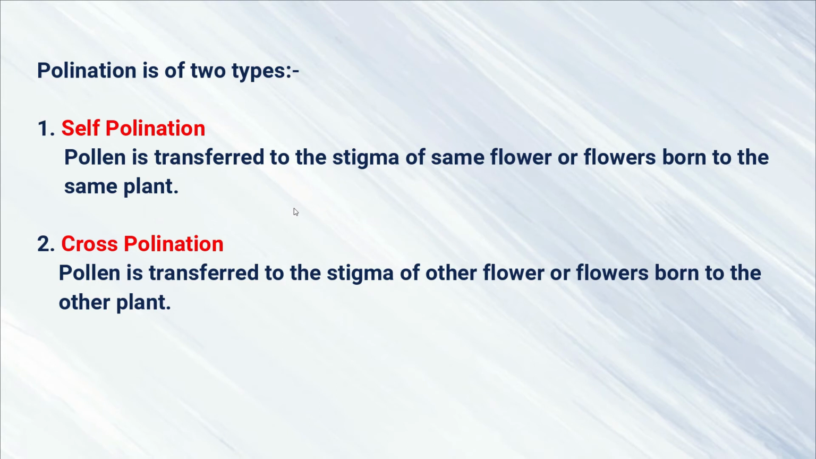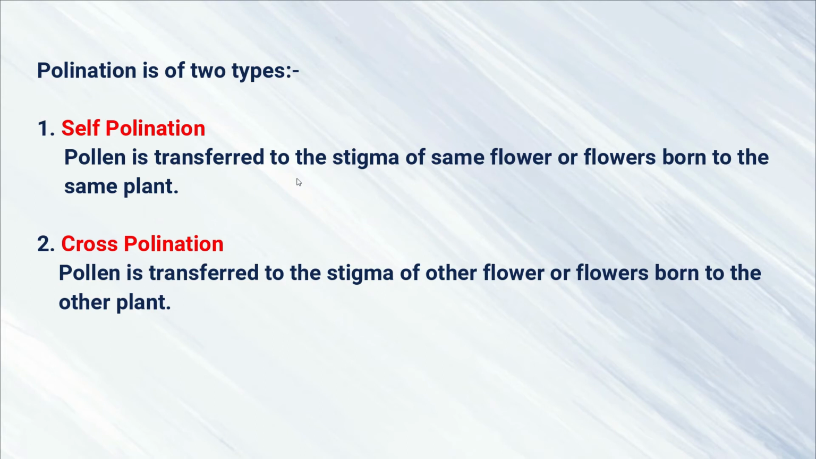So when the pollen is taken from the anther to the stigma of the same flower born to the same plant, that is known as what? Self pollination.